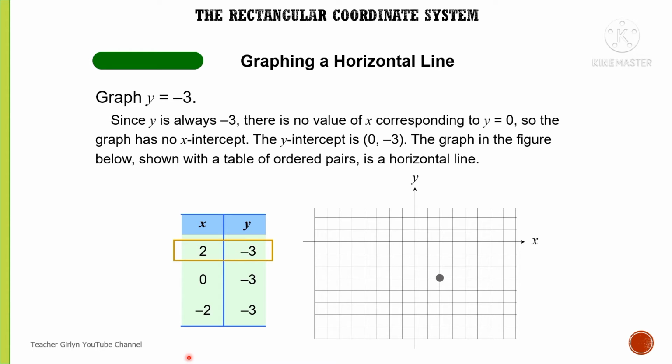For instance, the points (2, -3), (0, -3), and (-2, -3). As you observe, the three points in the table form a horizontal line. And as you observe again, there is no point touching or located on the x-axis. Therefore, if in the equation of a line x has no value, the graph is always a horizontal line.